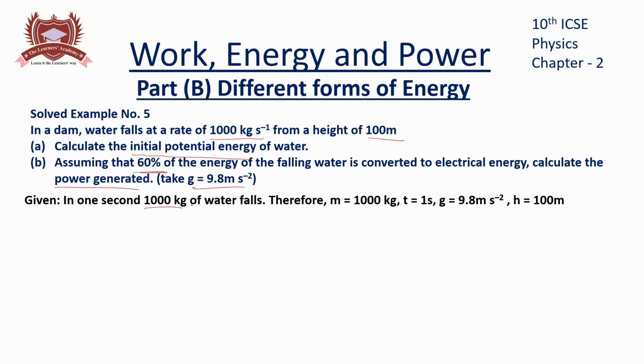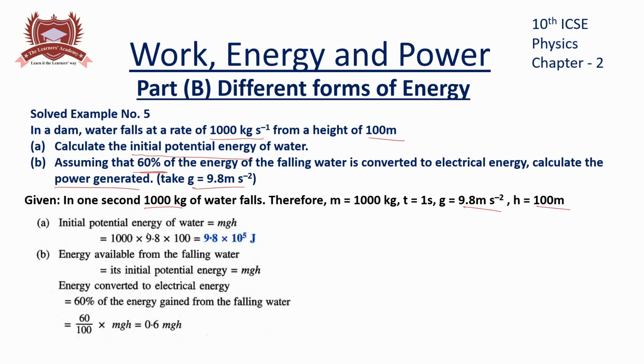So we know the mass is 1000 kilograms, the time taken is 1 second, and acceleration due to gravity is 9.8 meters per second squared. Height is 100 meters. The formula would be mgh. So we can write the values: this is mass, this is acceleration due to gravity, and this is the height. So it comes to 9.8 times 10 to the power of 5 joules.